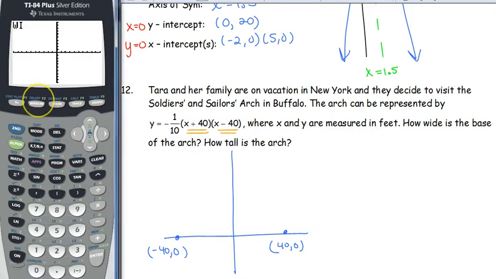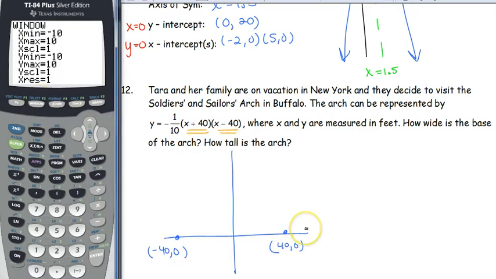So when I go to my window, this is on the x-axis, so I know that my x-min has got to be smaller than negative 40. So I'm going to go to a negative 50. I know that my x-max has got to be larger than 40, so I'm going to go to a positive 50. I know this isn't going to change everything, but at least now I'll be able to get something on my graph.